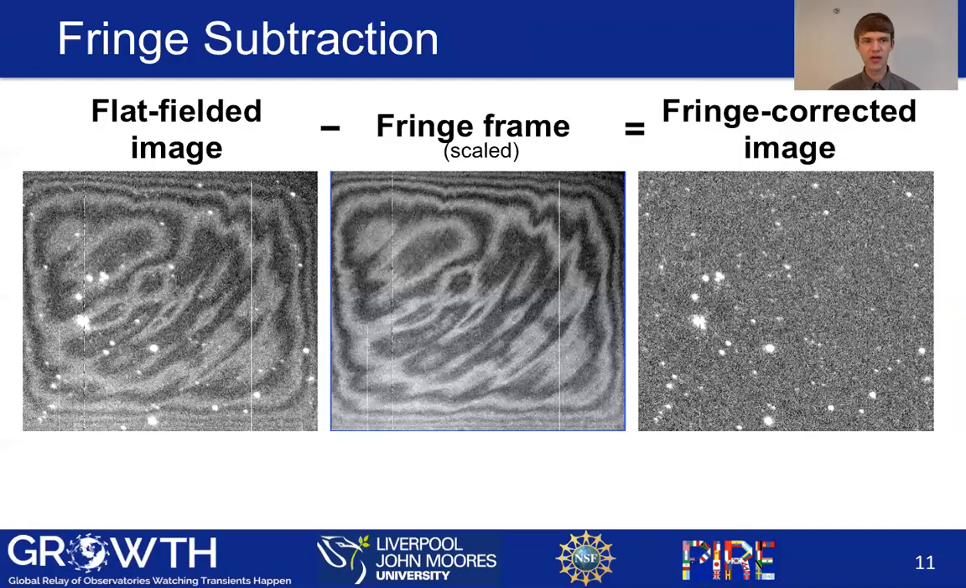So an example of this is shown here. At the left, we show a flat fielded image similar to the one I showed before, which contains the fringe pattern. In the middle here, I show a fringe frame, which is taken of a large number of images like this that were all median combined together to remove the stars. And at right, I show the result where the fringe pattern has been almost entirely removed.